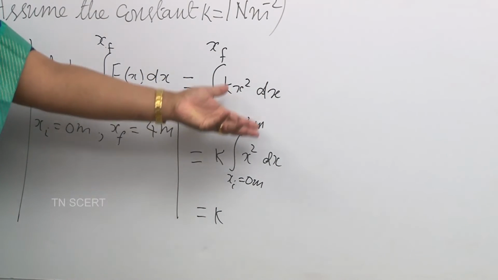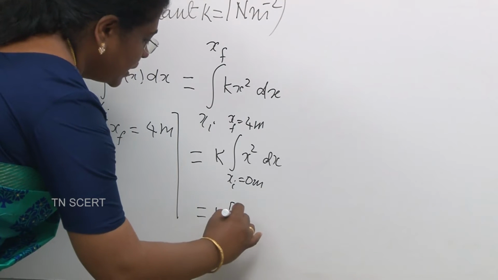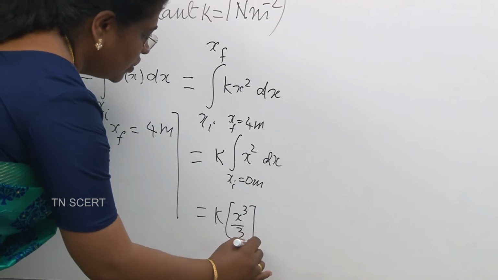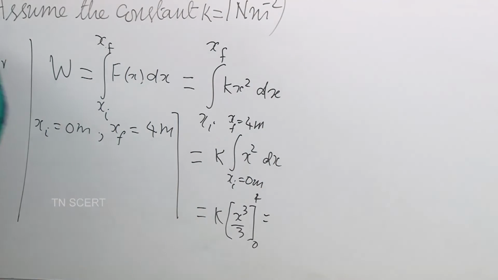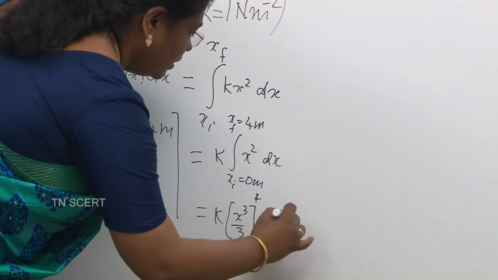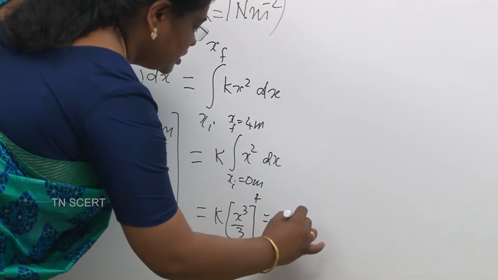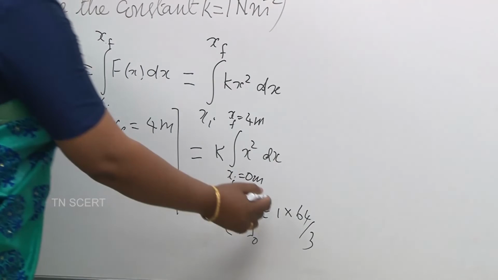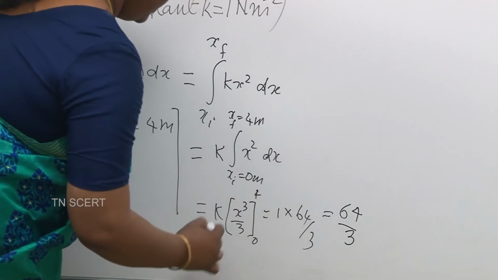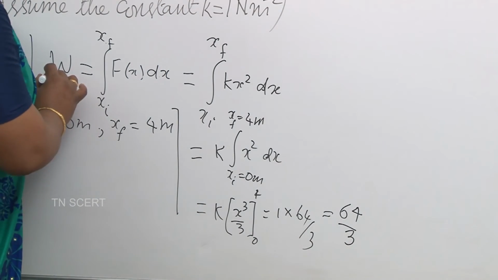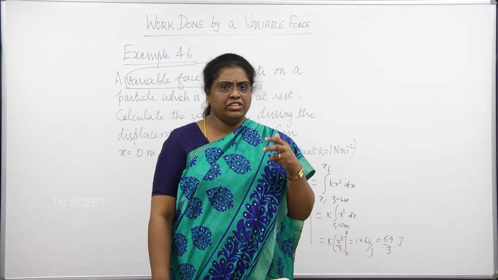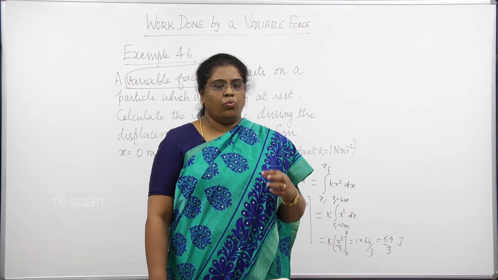Integrating it, it is x cubed by 3. So, x cubed by 3 between the limits 0 to 4. Substitute. k is given as 1 and therefore, I can say 1 multiplied by 64 by 3. Therefore, 1 into 64 by 3, which can be written as 64 by 3. What is the unit for work done? Joules.